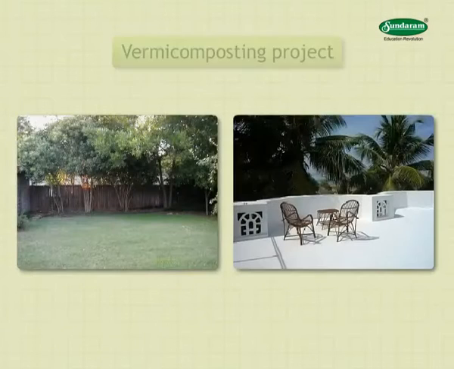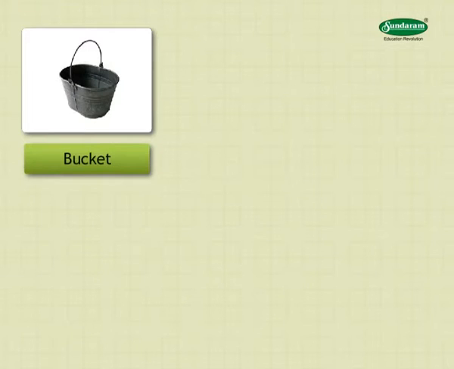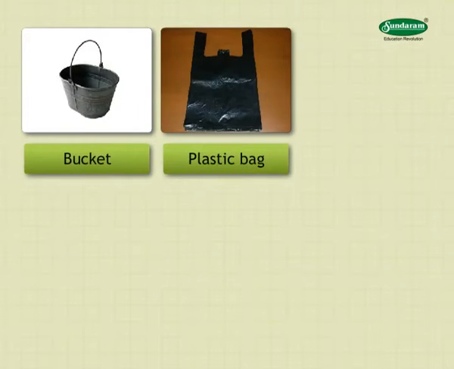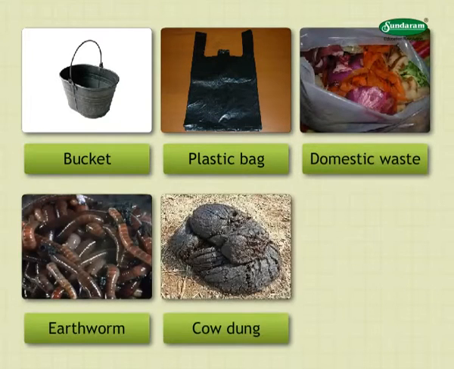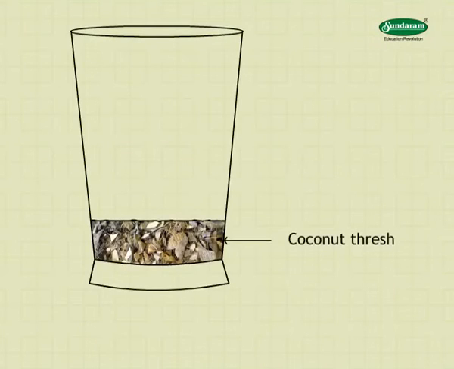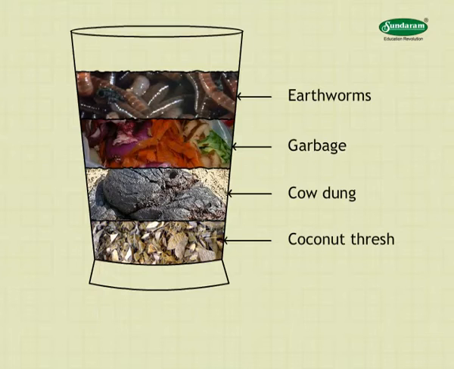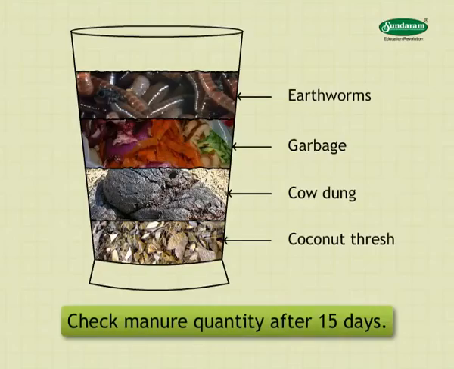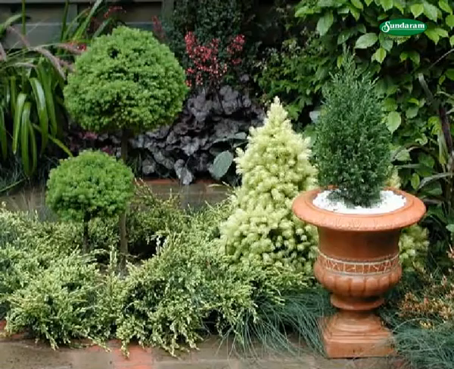Procedure of vermicomposting. You can make your own vermicomposting project in your backyard, terrace, or open space by using a bucket, 2x1.5x2 feet, or a thick plastic bag. Take 5 kg of domestic waste, 100 grams of earthworms, 1 kg cow dung, and 1 kg coconut thresh. Base should be made of coconut thresh. The next layer will be of cow dung, and the upper layer of garbage. Put all your earthworms in it. Keep the layers moist. Check manure quantity after 15 days. Use this manure for your garden and observe the growth of plants.